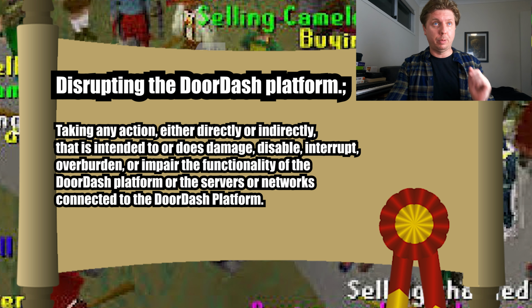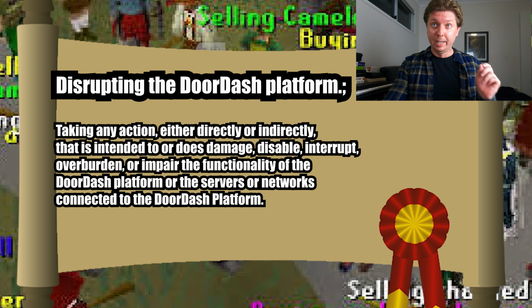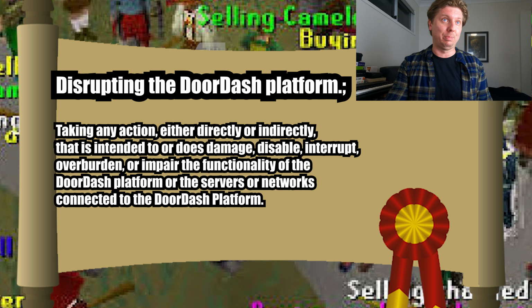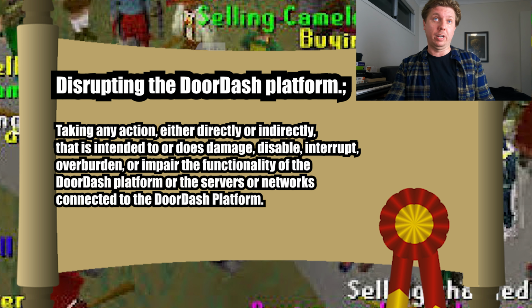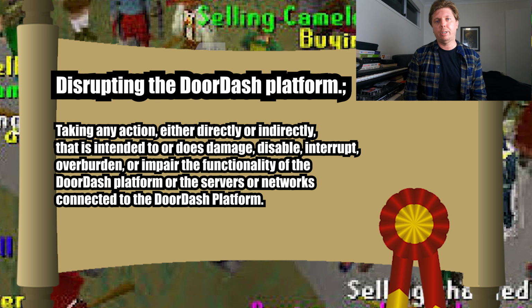Disrupting the Doordash platform. So taking any action, either directly or indirectly, that is intended to or does damage, disable, interrupt, overburden, or impair the functionality of Doordash's platform or the servers or networks connected to the Doordash platform. So this is moving more into the tech side of things, guys.